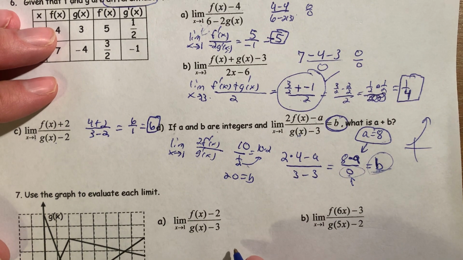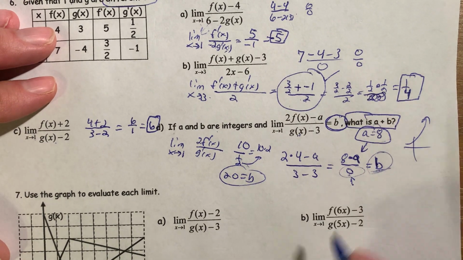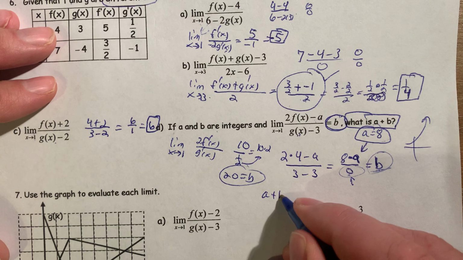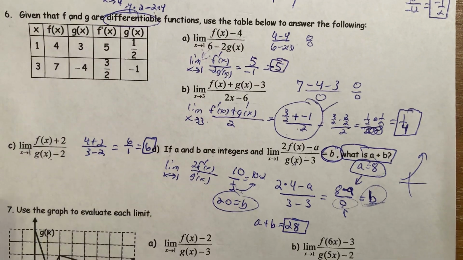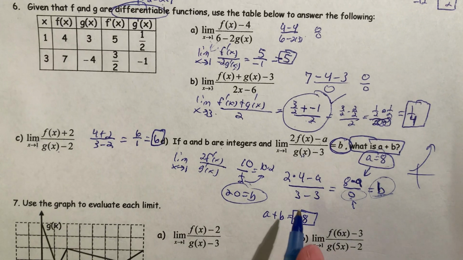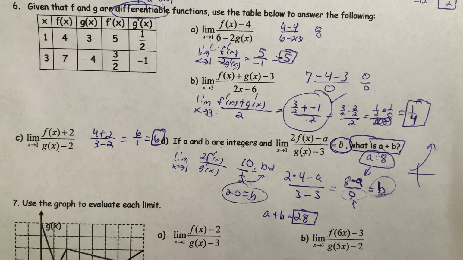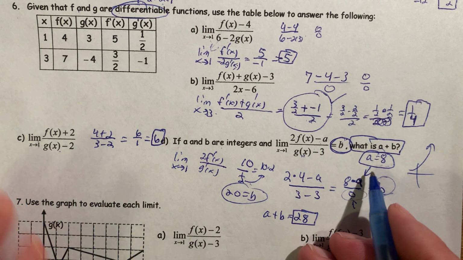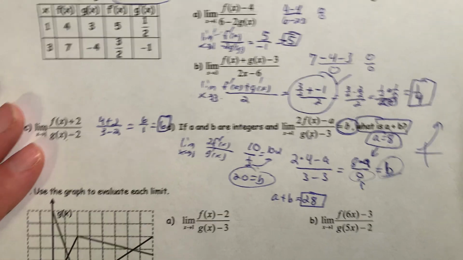So b is 20, and a is 8, and the question asked us what is a plus b, so a plus b is 28. Wow, cool problem. So you had to realize that in order for this limit to exist, a had to be 8, and then you could use L'Hopital's rule because it's 0 over 0, and get it that way.